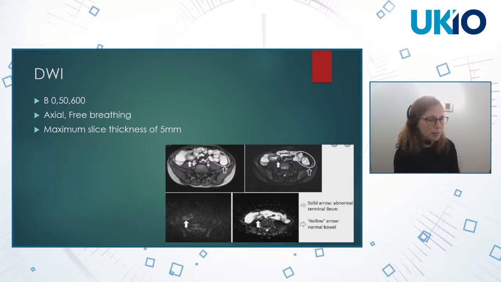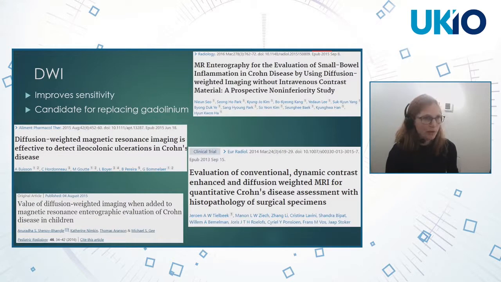So if you're going to do DWI imaging, recommended b-values are 0, 150, 600, acquired axially with the patient free breathing, and a maximum slice thickness of no more than 5 millimeters. And there's good evidence that it improves sensitivity for identifying disease. And initially there was a lot of excitement, with lots of different thresholds proposed for different ADC values, to separate severe active from mild active from inactive disease.